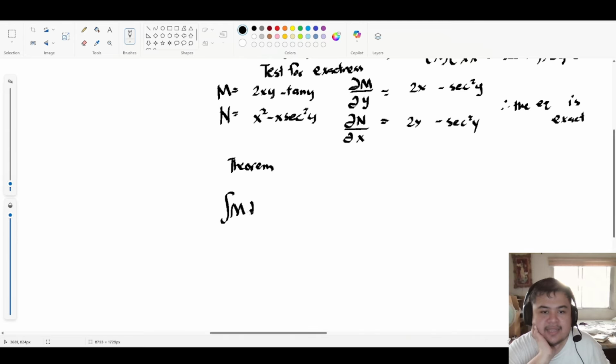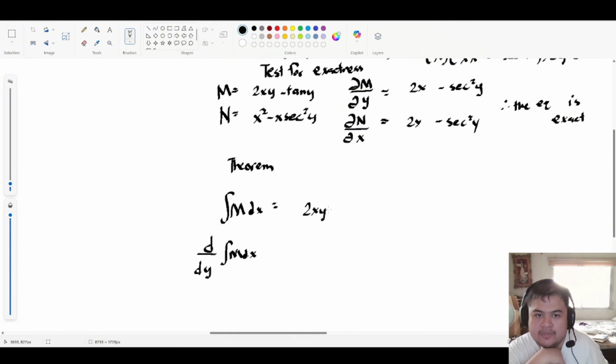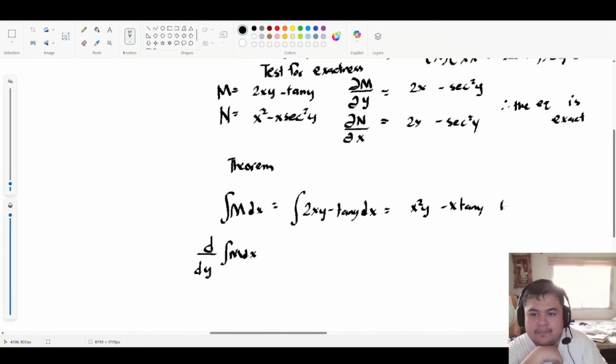we integrate the left side, M dx, and differentiate it with respect to y. Okay, so what we're going to do is integrate the left side, 2xy minus tangent y, with respect to dx. So it becomes x squared y minus x tangent y plus h of y. Then we're going to differentiate that with respect to y.